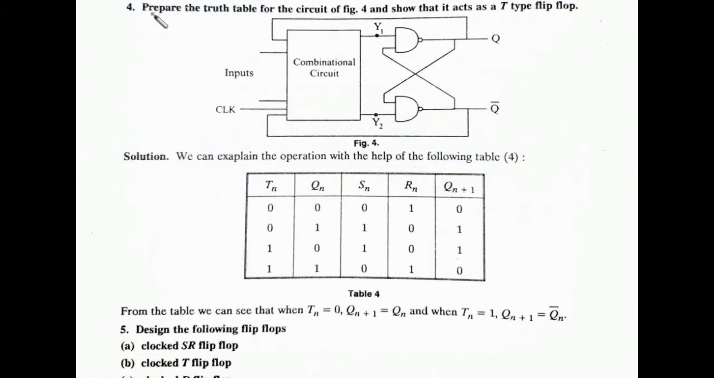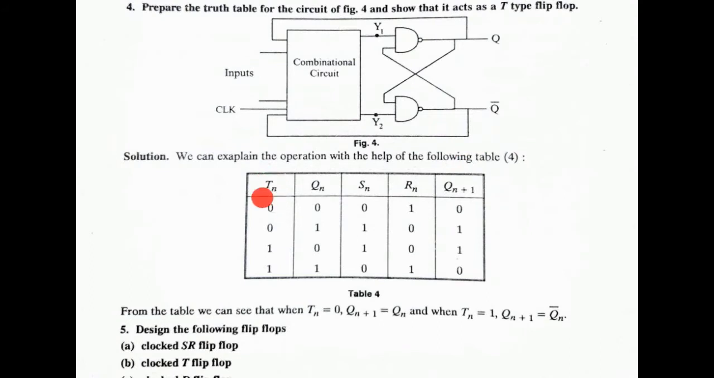In the next question, we have to prepare the truth table for the circuit shown in figure 4 and show that it acts as a T-type flip-flop. In this figure, there is a combinational circuit having two inputs and one clock input. Now the output of the combinational circuit is Y1, Y2, which is fed forward to the NAND gate. Now we can explain the operation with the help of the following table.